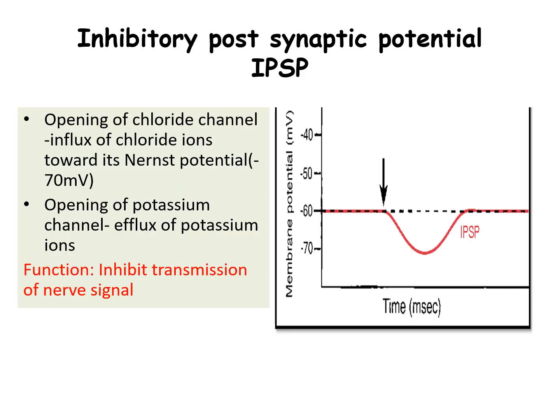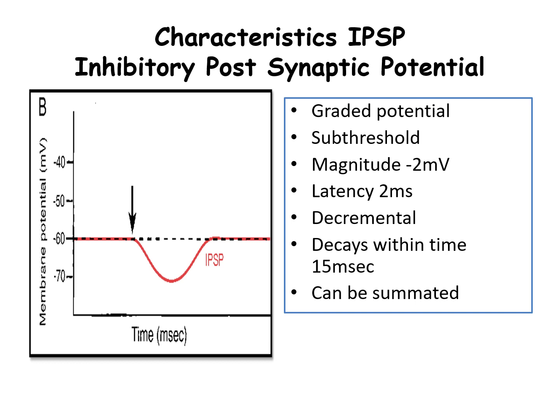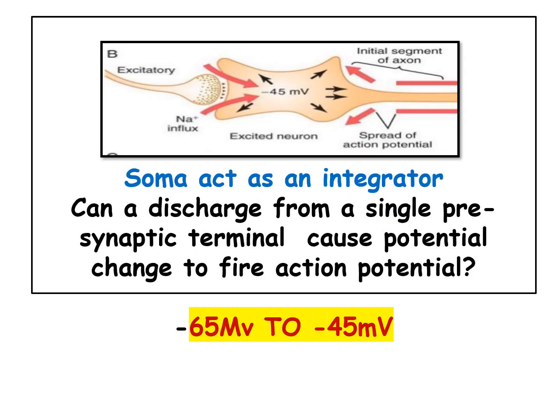These are due to either the opening of the chloride channel resulting in influx, or the opening of the potassium channel leading to efflux, and both these conditions will cause what? They will cause the generation of IPSP, which again can be summated, is non-propagated, subthreshold in nature, decremental in nature, having a magnitude of minus 2 millivolt, and they will decay after some time.